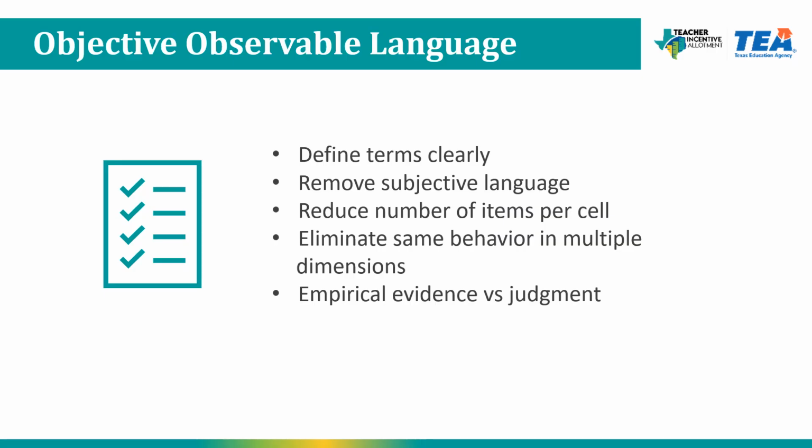A strong rubric should also include objective and observable language. This looks like clearly defining terms, eliminating subjective language as much as possible, reducing the number of items per cell, eliminating any instance of the same behavior occurring in different dimensions, and it should focus on empirical evidence rather than judgment. Let's look at a non-example.